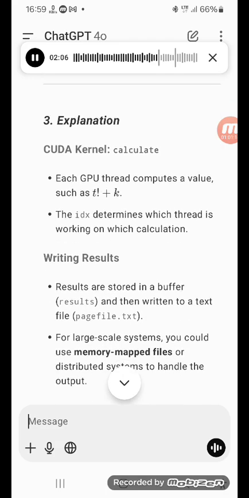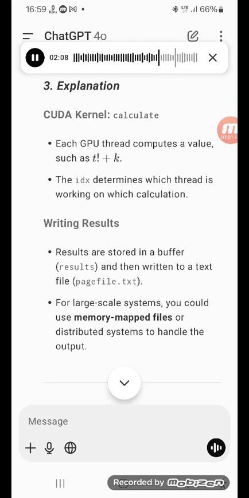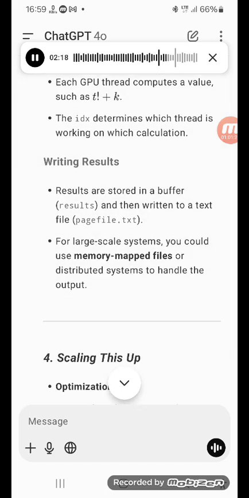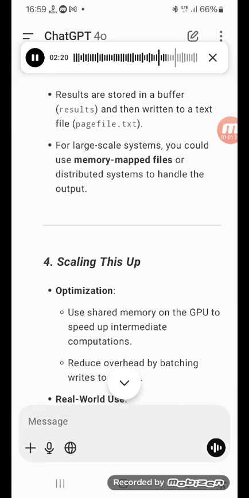3. Explanation. CUDA kernel, calculate: each GPU thread computes a value, such as t plus k. The idx determines which thread is working on which calculation. Writing results: results are stored in a buffer, results, and then written to a text file, pagefile.txt.